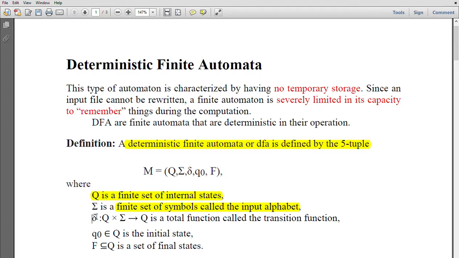Third we have this delta, the transition function. It is basically upon reading some input alphabet sigma from a state, the automata moves to another state. This is the transition function.